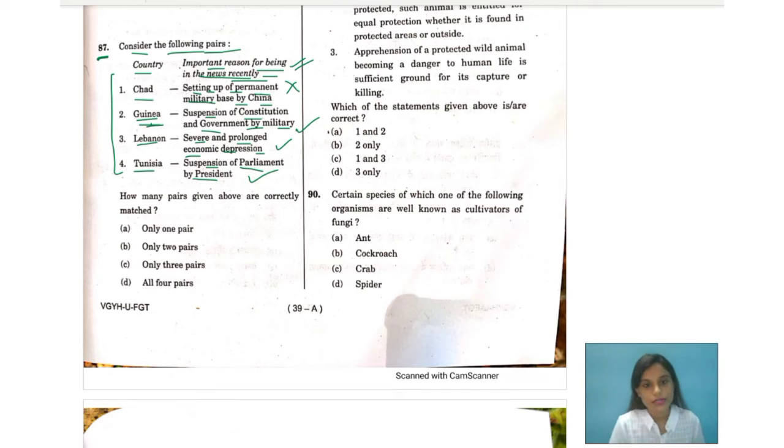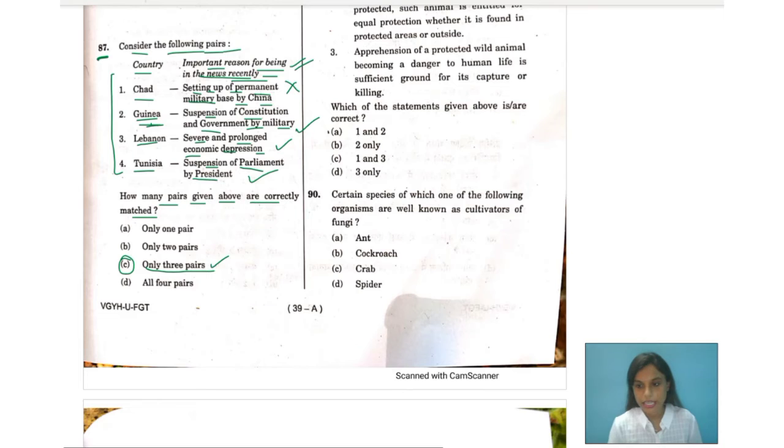So you see, the question they have asked is how many pairs given above are correctly matched. As far as I can see, 3 pairs are correctly matched. So your answer would be option C, only 3 pairs are correctly matched. Let's move over to the next question now.